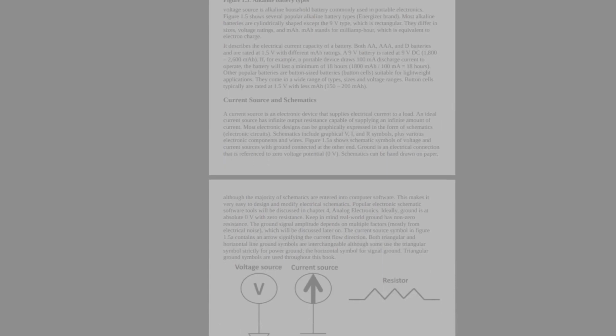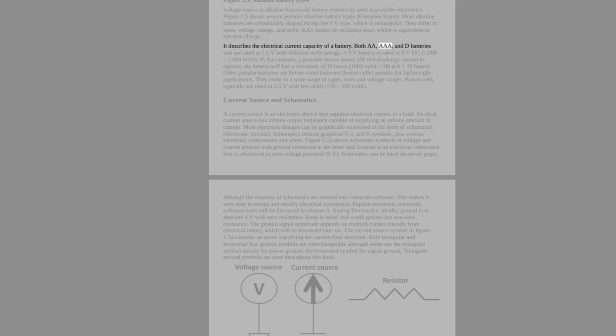Figure 1.5, alkaline battery types. The most common DC voltage source is the alkaline household battery commonly used in portable electronics. Figure 1.5 shows several popular alkaline battery types, Energizer brand. Most alkaline batteries are cylindrically shaped except the 9V type, which is rectangular. They differ in sizes, voltage ratings, and mAh. mAh stands for milliamp hour, which is equivalent to electron charge. It describes the electrical current capacity of a battery.